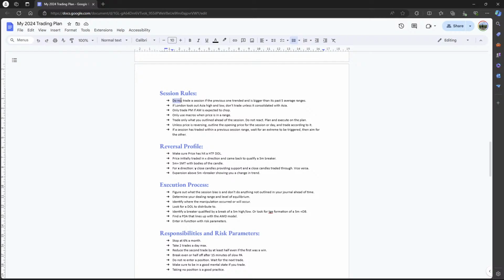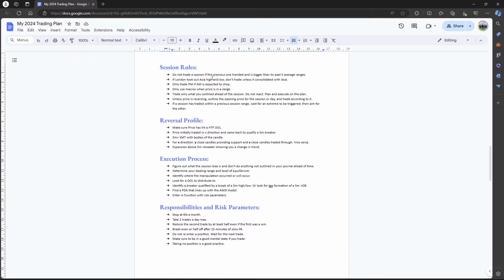Session rules: do not trade a session if the previous one trended and is bigger than its past 5 ranges. You see me mention that sometimes. If London took out Asia high and low, don't trade unless it consolidated with Asia. Only trade PM if AM is expected to chop. Only use macros when price is in a range.